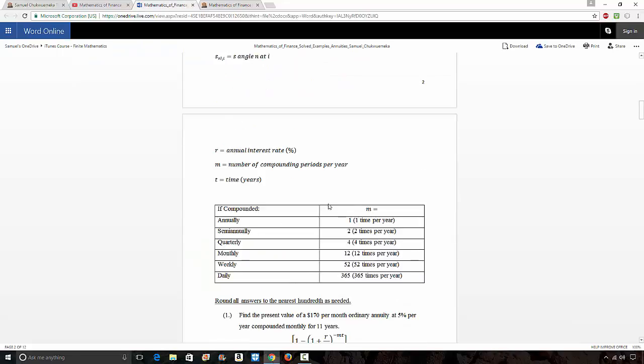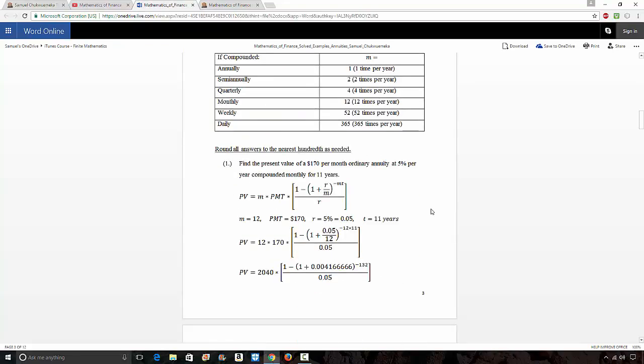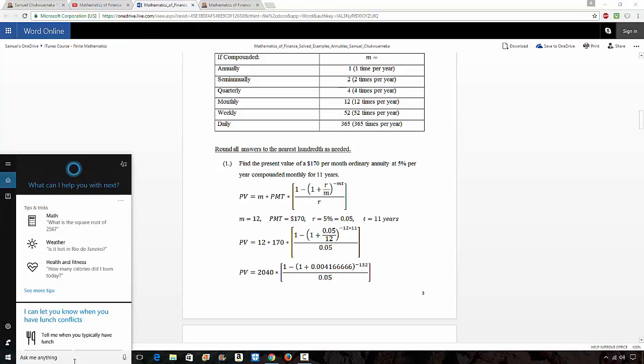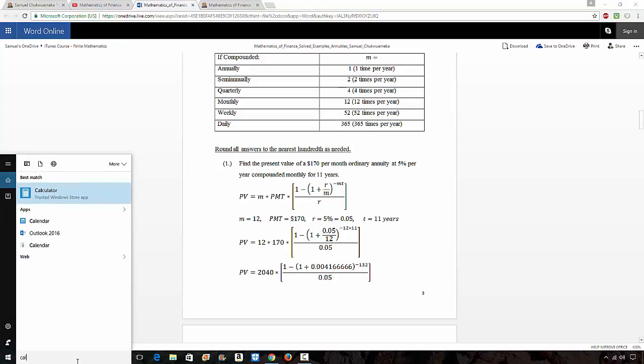All right. So question 1, find the present value of a $170 per month ordinary annuity at 5% per year compounded monthly for 11 years. So I'm going to just pull up the calculator. This is Windows 10. So all you need to type is calculator here. And it says Trusted Windows Store App.